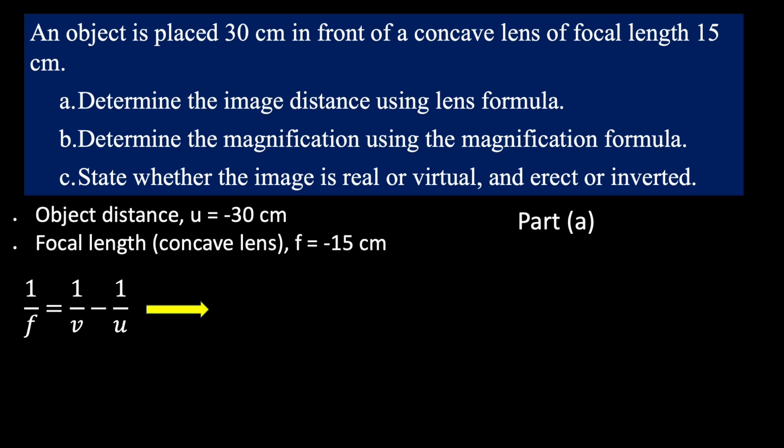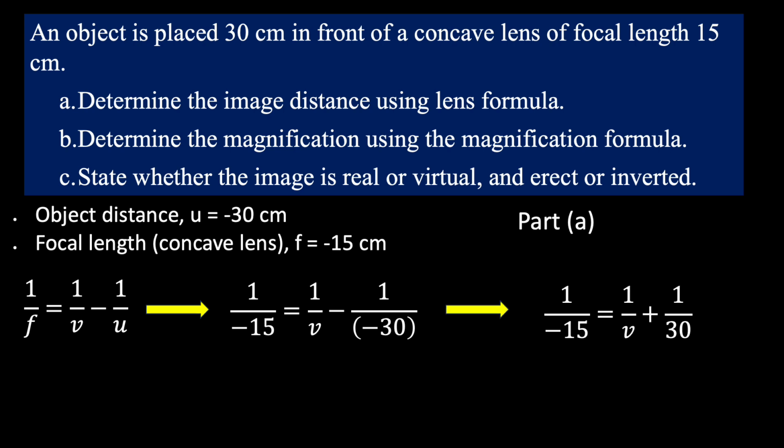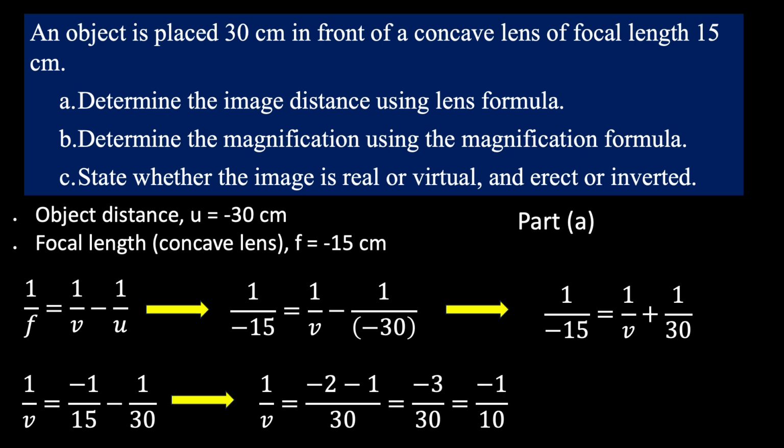Now we will be using the lens formula. 1 by minus 15 is equal to 1 by V minus 1 by minus 30, minus minus will become plus, and then we are going to rearrange the equation in terms of V. So 1 by V is equal to minus 1 by 15 minus 1 by 30, and then you can easily find the value of 1 by V, which is minus 1 by 10, and therefore V will be equal to negative 10 centimeters. This is the image distance.